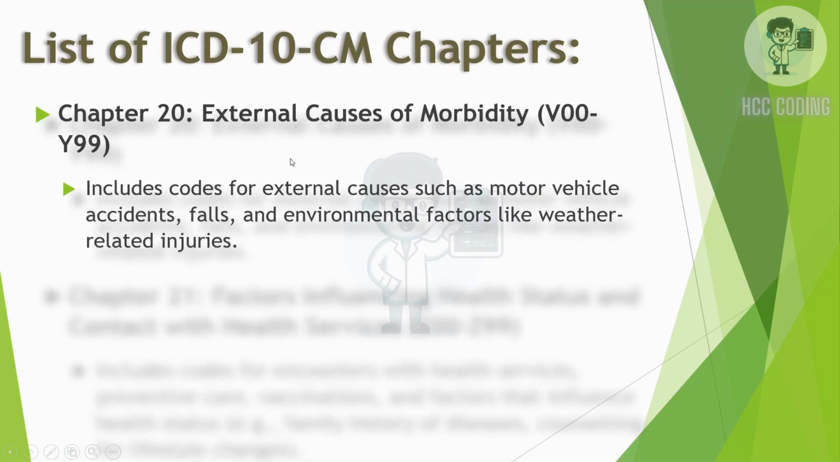Coming to chapter 20, external causes of morbidity, where the code category starts from V00 to Y99. It includes all external causes of injuries such as motor vehicle accidents, falls, and environmental factors like weather-related injuries. That might be due to a cyclone, or an earthquake, or motorbike accidents, or car accidents. That might be any type of accident due to any external causes. If the patient is getting any injury, all those injuries will be covered under chapter 20.